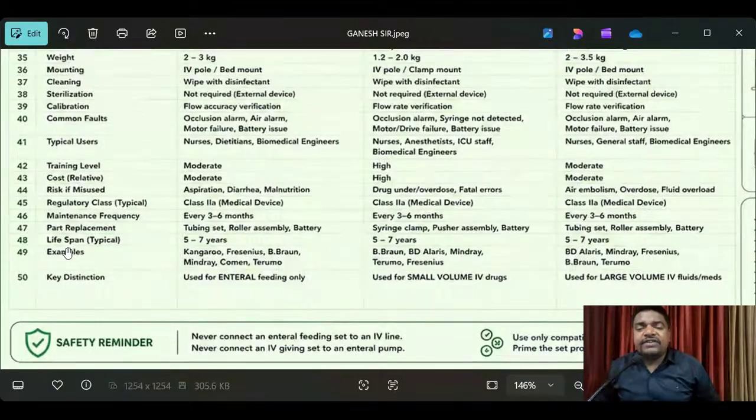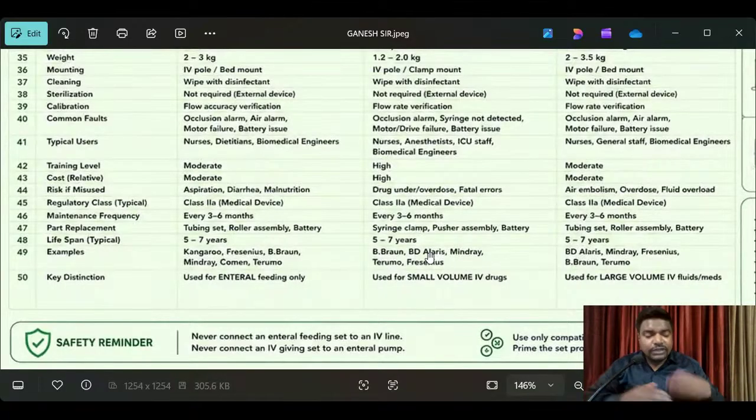Now 47th point is successfully completed. Now the 48th point, I'm going to compare a key point: typical lifespan. 5 to 7 years for a feeding pump. Next, 5 to 7 years, everything is 5 to 7 years as the minimum lifespan. Feeding pump, syringe pump, infusion pump, these are the same. If you do preventive maintenance properly, then it will increase. Otherwise it may get damaged even before 5 years. That's why we have to do preventive maintenance, because preventive maintenance and calibrations are very, very important for these medical equipments.